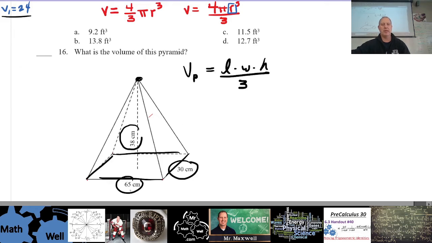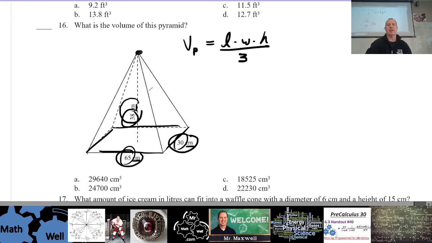All of these are centimeters, so you don't have to do any conversions. That's good. So you just multiply all 3 of these numbers together and divide by 3, and you should get the volume. So take a moment to do that on your calculator.